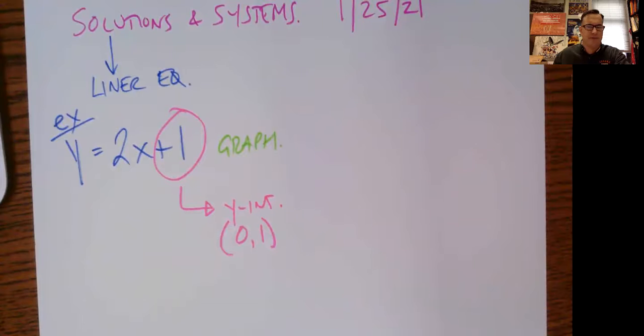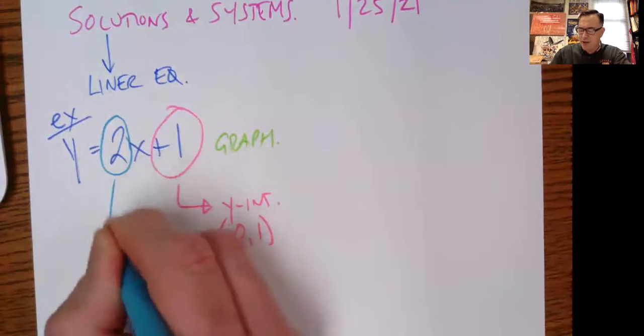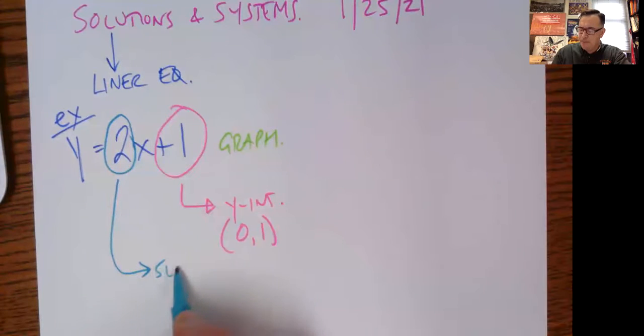Oh, somebody else typed it for me. After I've found the 1 on the y-axis and I graph it, what do I do next? 2 over 1. And that is our slope. That's absolutely right. We take the number in front of the x. We say that our slope is that number, 2 over 1.